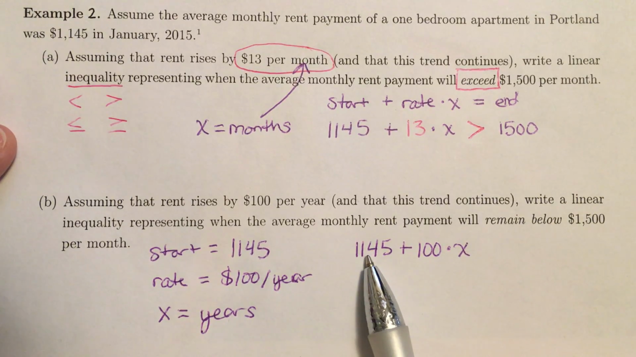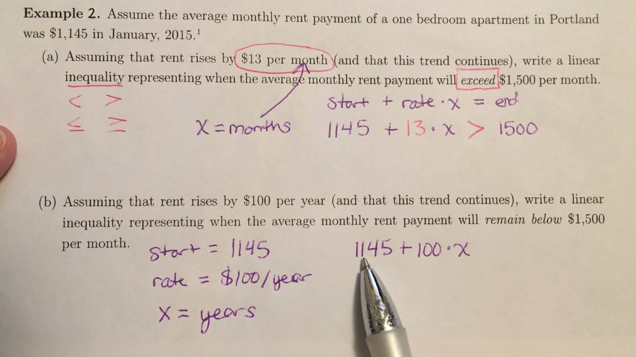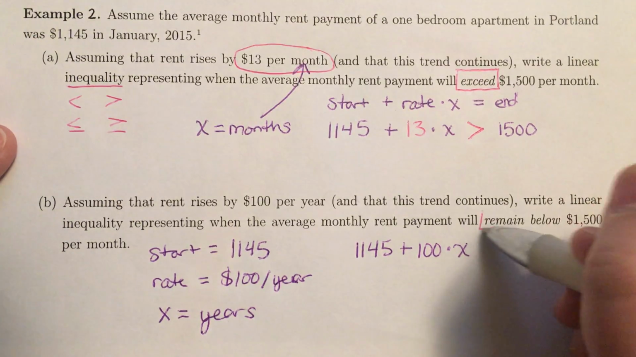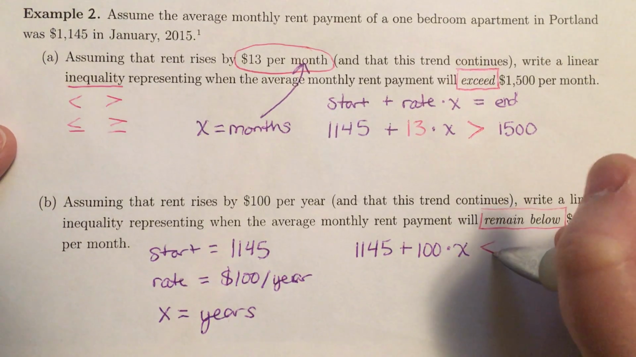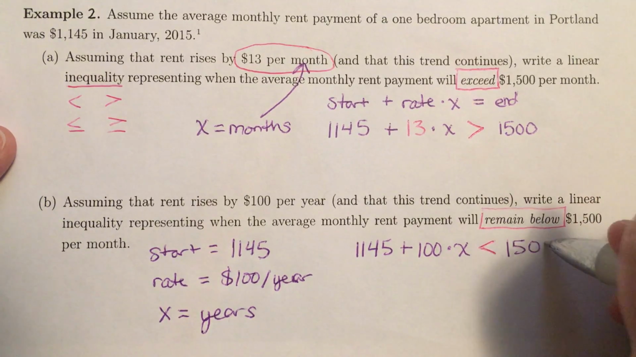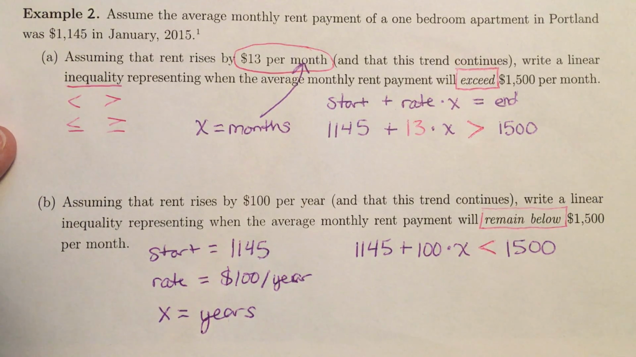So after 1 year from 2015, the average rent would be $1,245. After 2 years, we would add $200. After 3 years, we would add $300. And then this one says remain below. That sounds like a less than. So we want to keep it less than $1,500. And again, we'll worry about solving these in future videos, but for now, we wanted to just focus on setting them up.